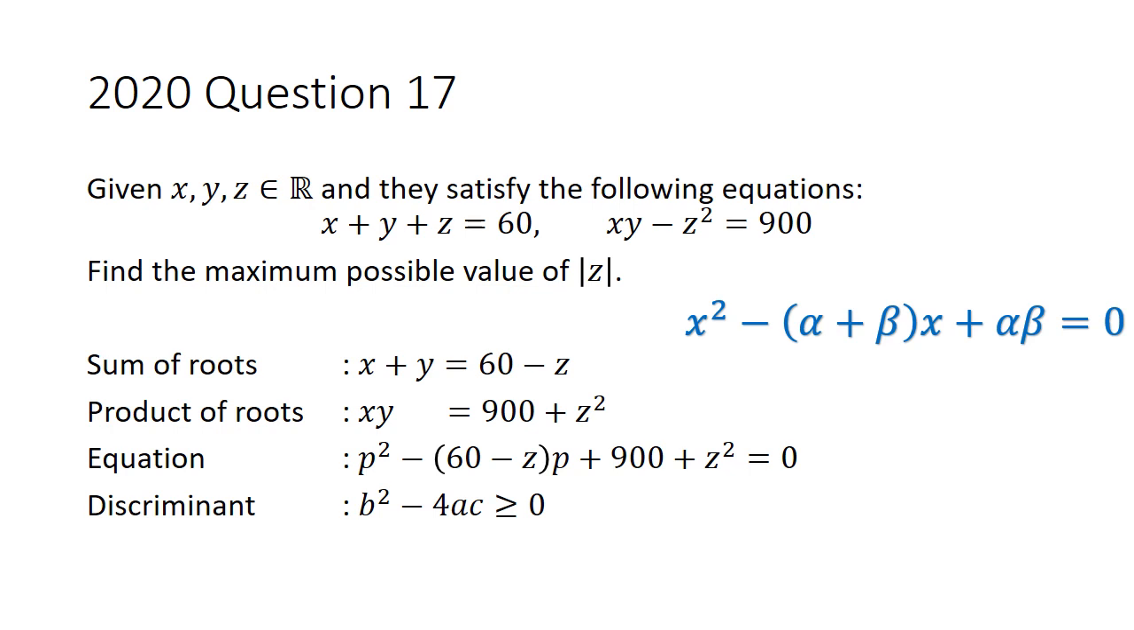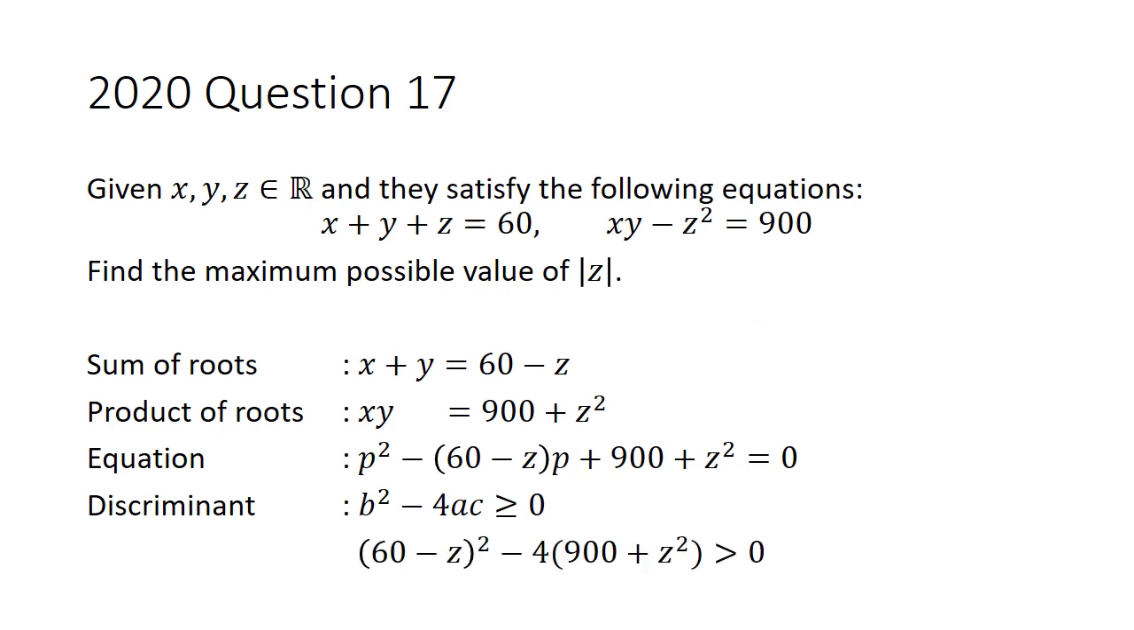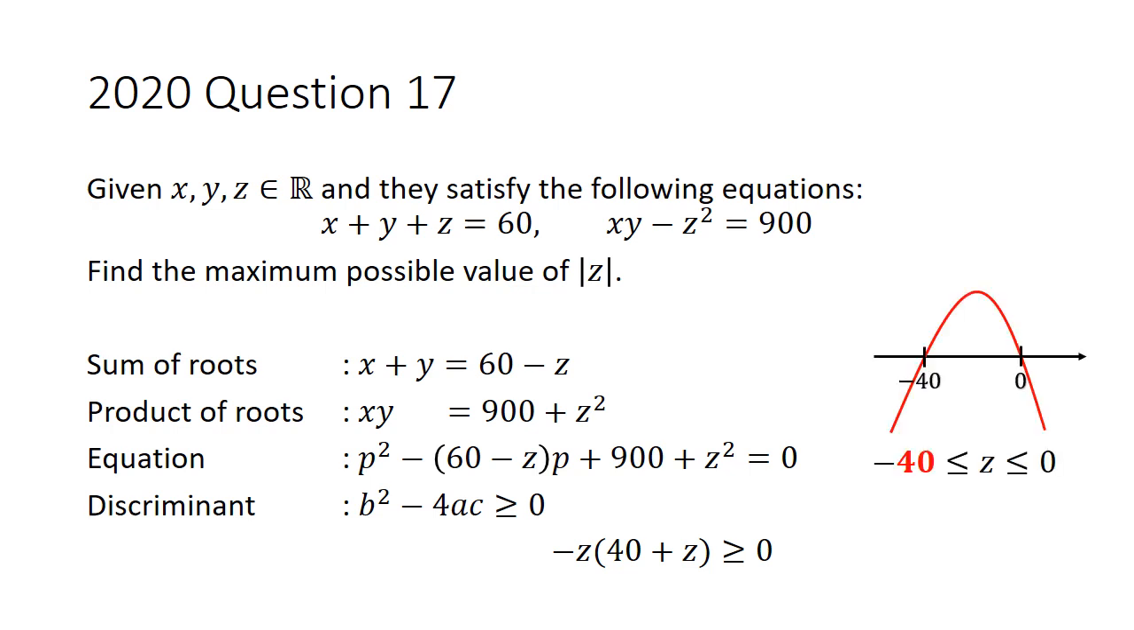So we can sub in b equals 60 minus z, and a equals 1, and c equals 900 plus z squared, and solve for this inequality. So this will give us negative z times (40 plus z) greater than or equal to 0 when we fully simplify it. We can draw the quadratic for z. It will look like this. It has roots at negative 40 and 0, so z must vary between 0 and negative 40.